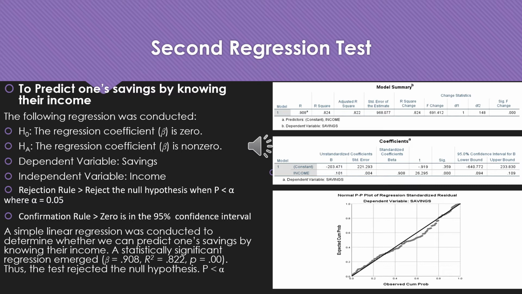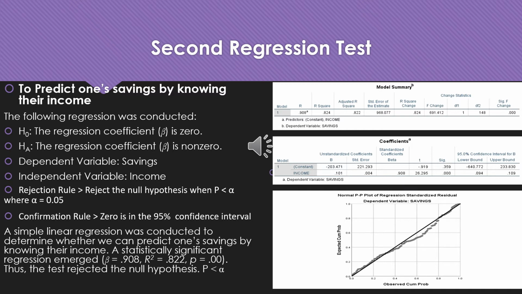The second regression test. To predict one's savings by knowing their income. The following regression was conducted. The null hypothesis states the regression coefficient beta is 0. The alternative hypothesis states the regression coefficient beta is non-zero. Dependent variable savings, independent variable income.